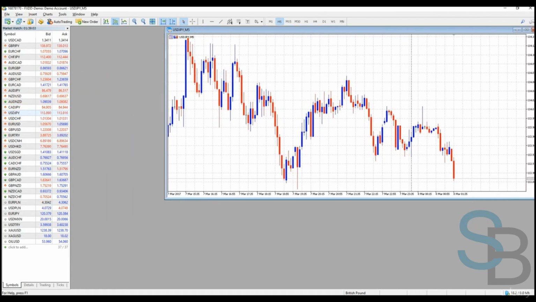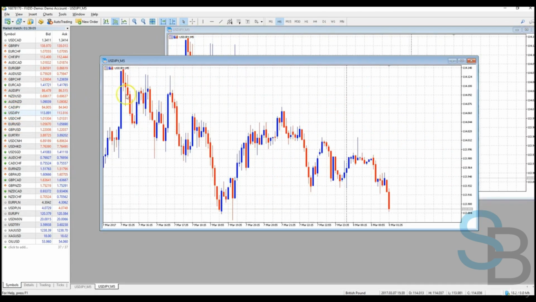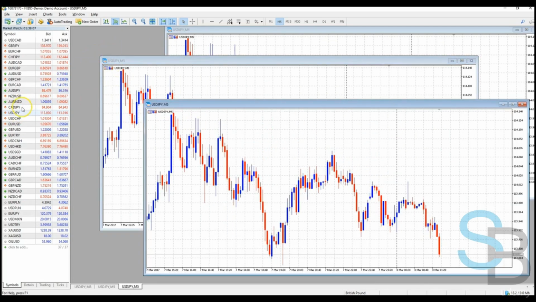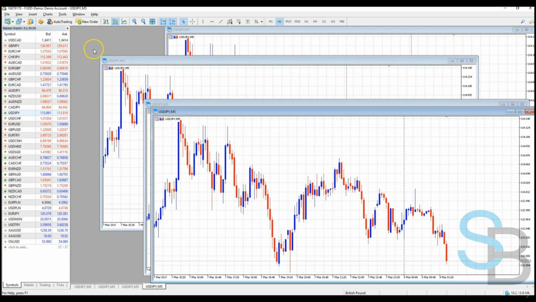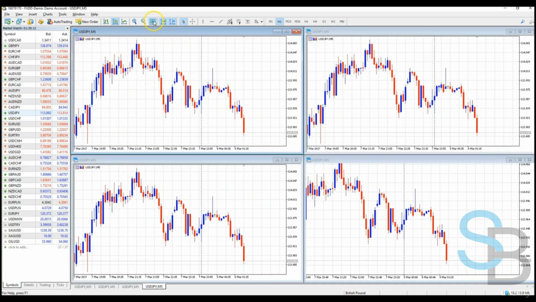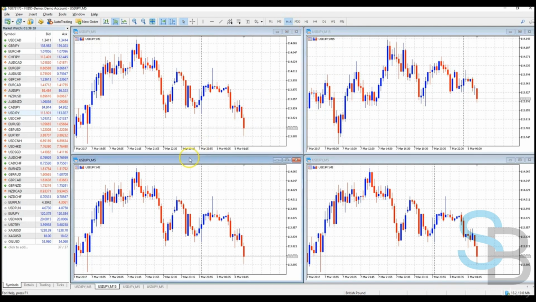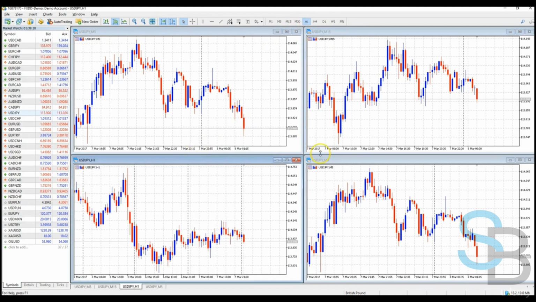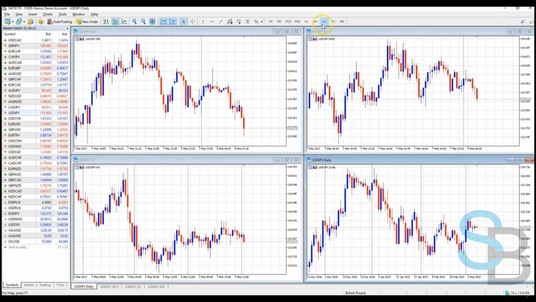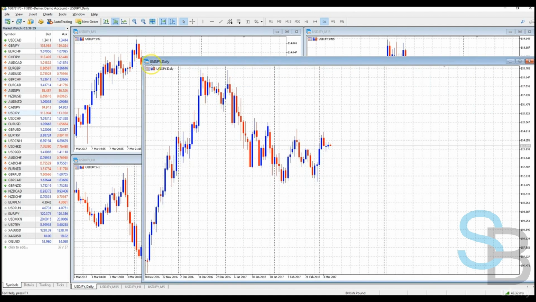What I'm doing here is loading USD Yen multiple times because I want to look at USD Yen on multiple time frames. So in the top left, I'll have it set for a 5-minute time frame. Next to it, I'll have a 15. Then I'll look at it on a 1-hour, and then I'll also look at it on a daily. The reason I want to look at it on a daily is because the daily is the pattern and time frame that gives me the overall feel for what's happening with the particular pair.